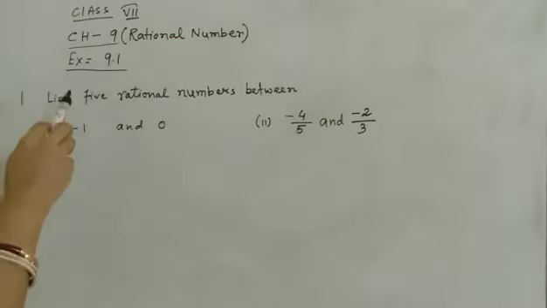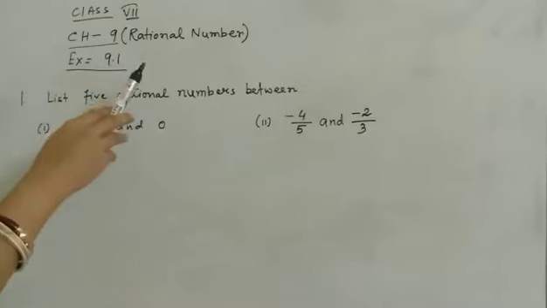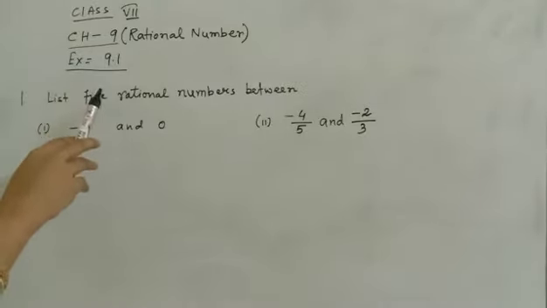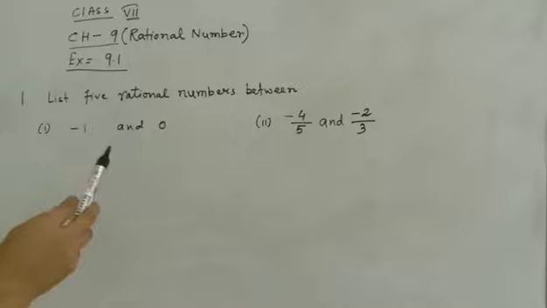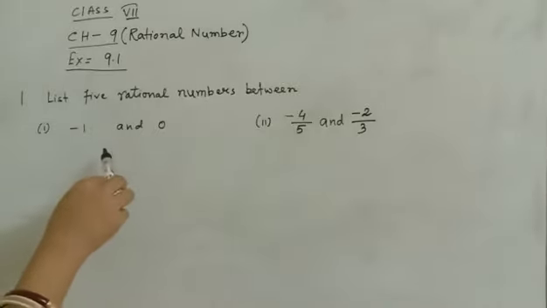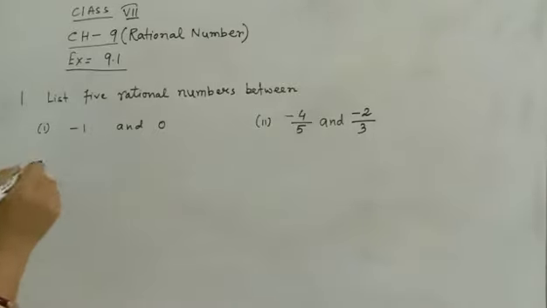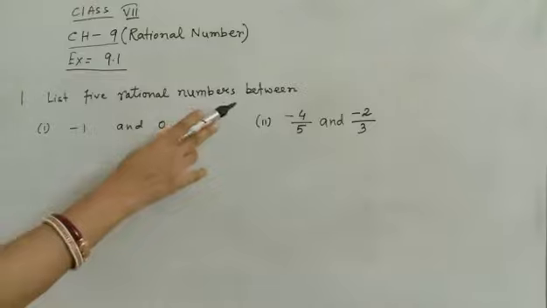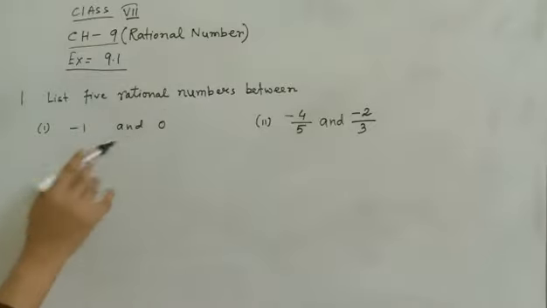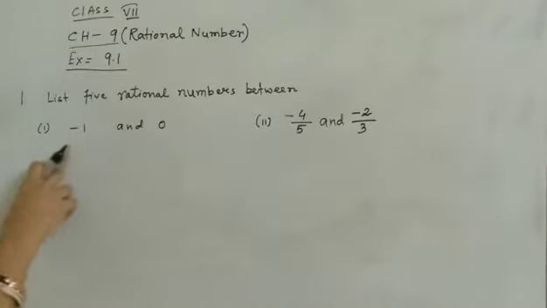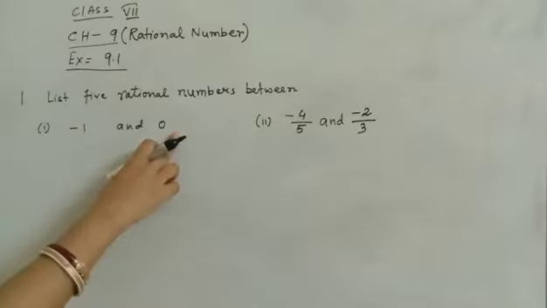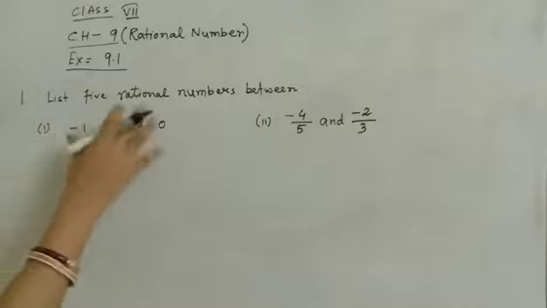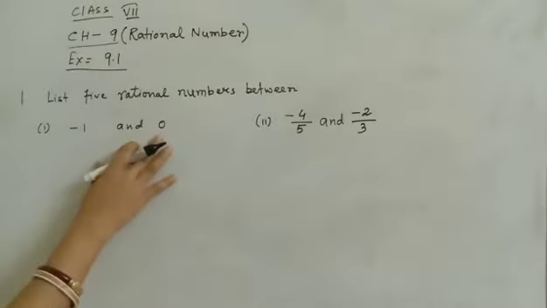Today we will start a new chapter, chapter 9, Rational Numbers, exercise 9.1. I have given the introductory video for this previously. Now here, question number 1: list 5 rational numbers between -1 and 0. Now you know that -1 and 0 are both rational numbers with 1 as denominator. So you have to write 5 rational numbers in between these two rational numbers.